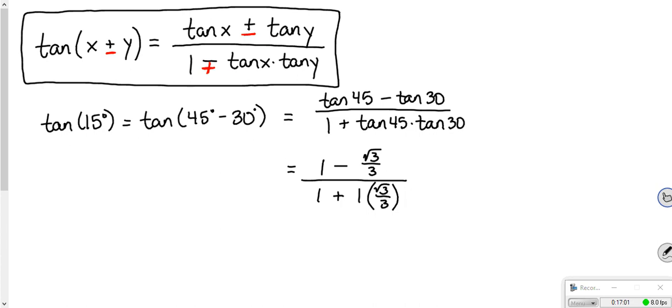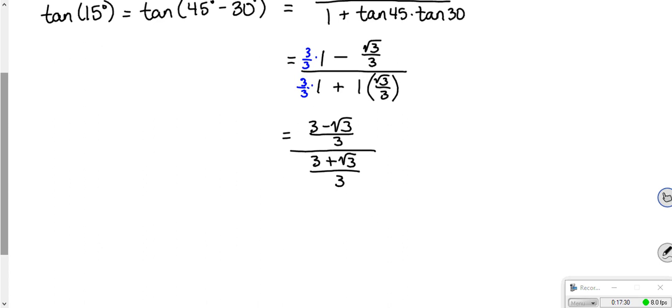So if I get common denominators here, I'm going to have to multiply this by 3 over 3 and this by 3 over 3. This is going to give me 3 minus root 3 over 3 divided by 3 plus root 3 over 3. Now, I've got some reducing to do, some radical work, if you will. Remember, if you divide two fractions, you multiply by the reciprocal. I'm not going to go into every little step of that. You guys have seen me do that many times. These 3's are going to cancel, and I'm going to be left with 3 minus root 3 over 3 plus root 3. Now, I have to rationalize the denominator.